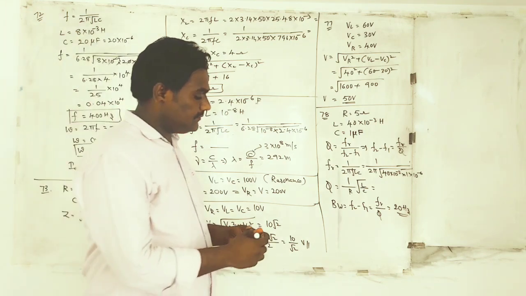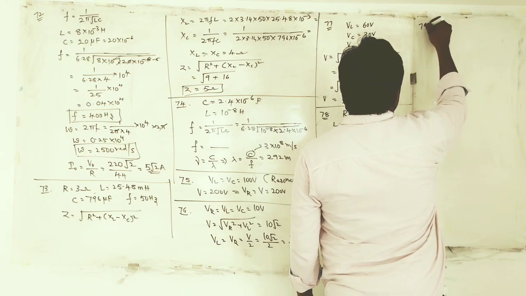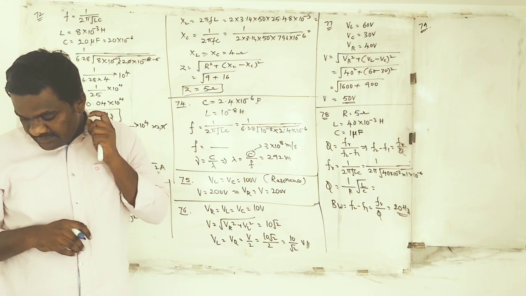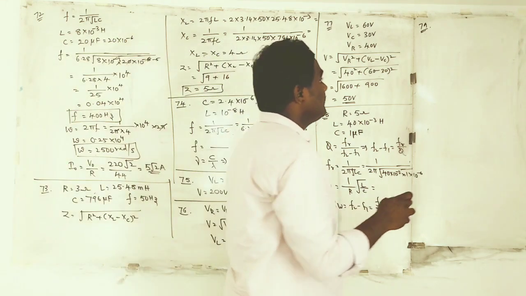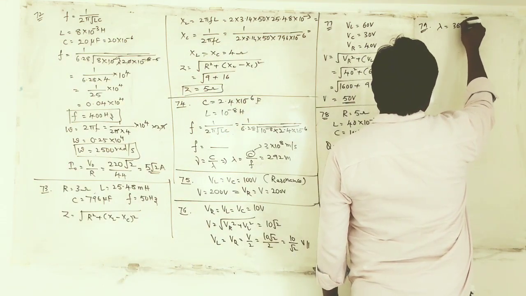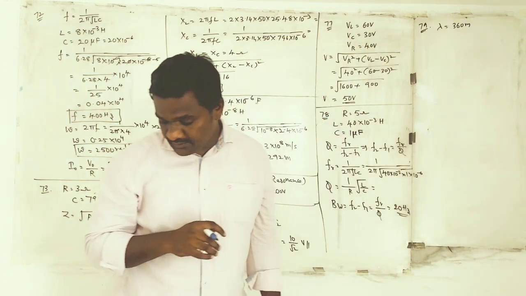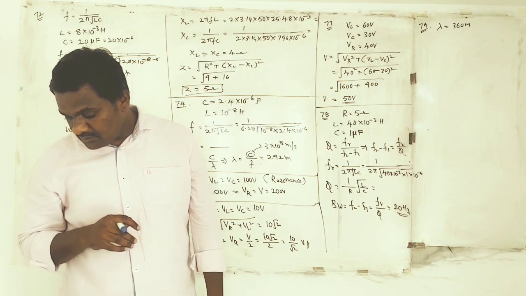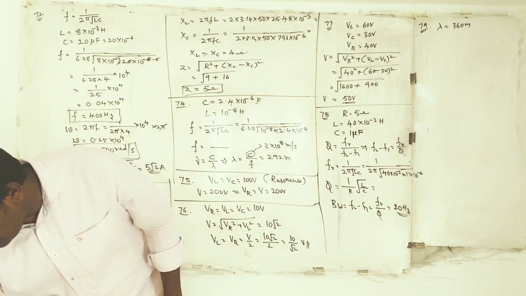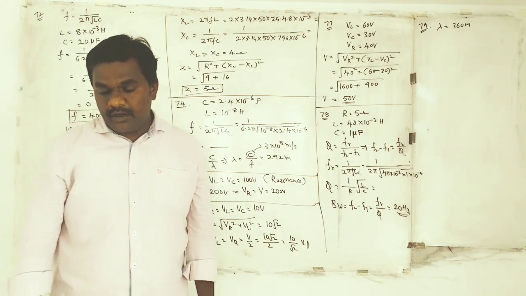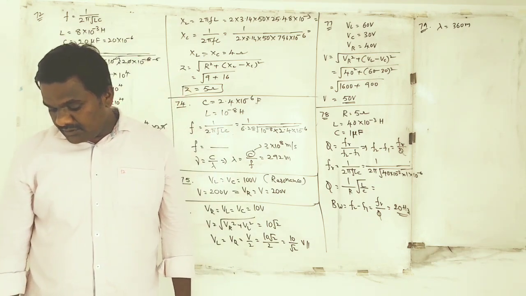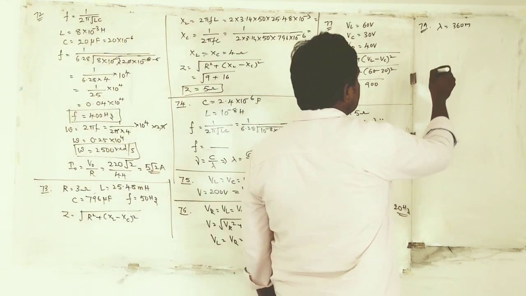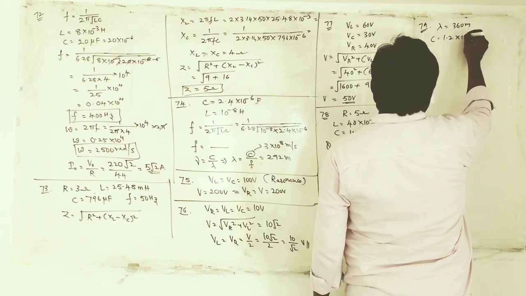Now question number 79. See, a transmission station transmits a radio wave of length 360 meters. Lambda is given. Then the inductance of the coil which is required with a condenser of capacitor 1.2 microfarad to resonate the circuit to receive them is asked. So C is given as 1.2 microfarad.